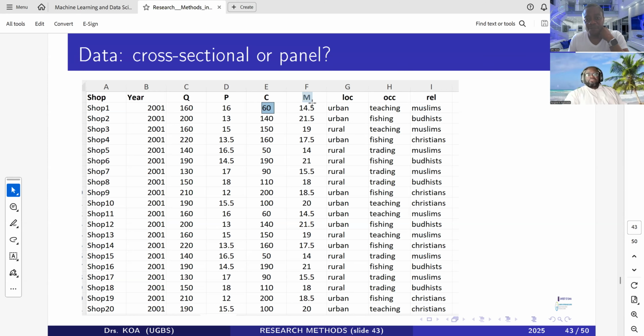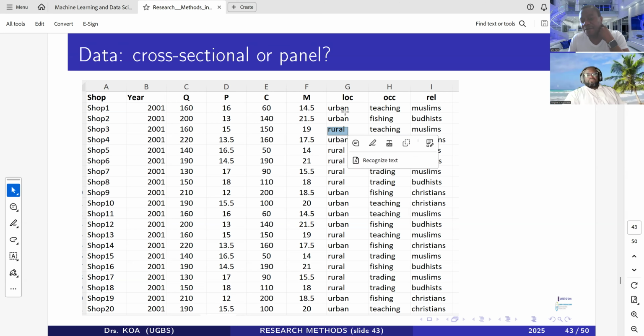The income of the people is this amount. The average income of the people is considered to be that amount. So for the first shop, the income is 14.5, but for the second shop, the income is 21.5. So the second shop's average income is more than the first shop. They are all in an urban sector, but the third shop is in a rural area. So the location is either urban or rural.